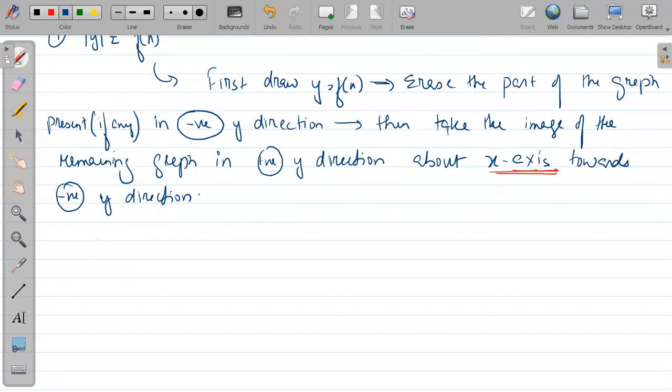Here I am taking a simple example: y equal to mod x. Have you ever thought of this graph? Step 1: y equal to x I am drawing. So yes, y equal to x we have drawn several times.